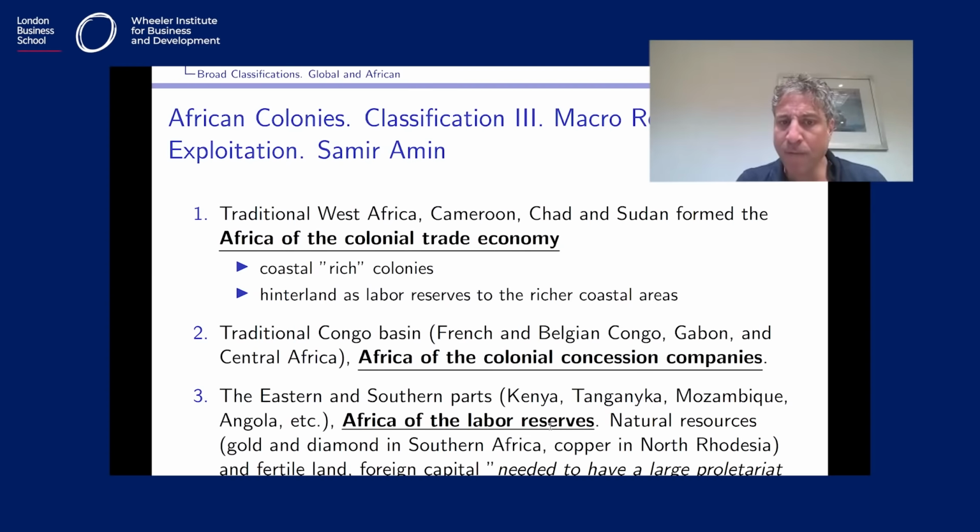And then we had the Africa of the labor reserves, for example, parts of Mozambique, where people were used to recruit labor to go and work in the silver mines and the subsequent mines developed and found in Johannesburg.